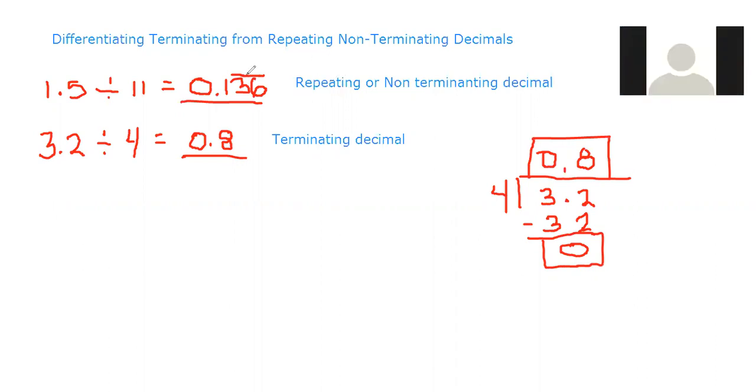Sa repeating decimal naman, may paulit-ulit tayo na nagiging sagot. Kaya tayo naglalagay ng bar. Isa pa din yun. Sa terminating decimal, wala siyang bar. Sa repeating or non-terminating decimal, meron siyang bar. Para malaman natin na that is a repeating decimal dahil paulit-ulit siya. Diba? So, terminating decimal, there is no bar. Sa repeating or non-terminating decimal, there is a bar. Okay. So, naintindihan na?